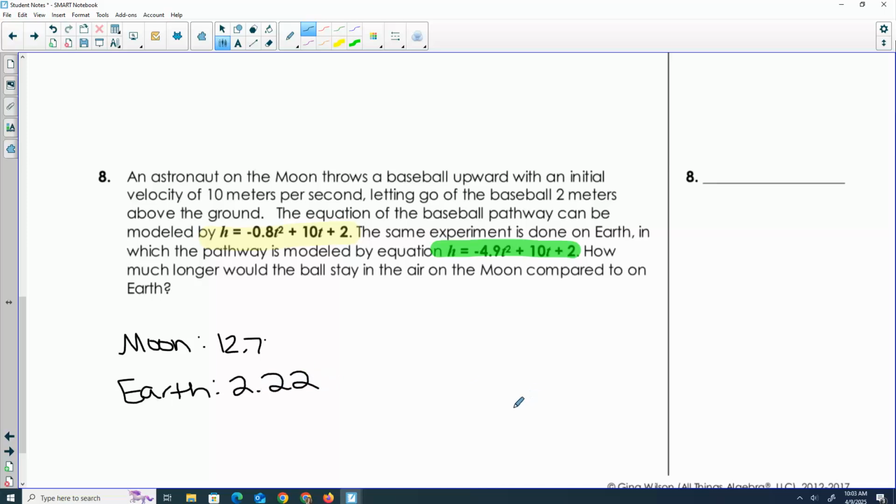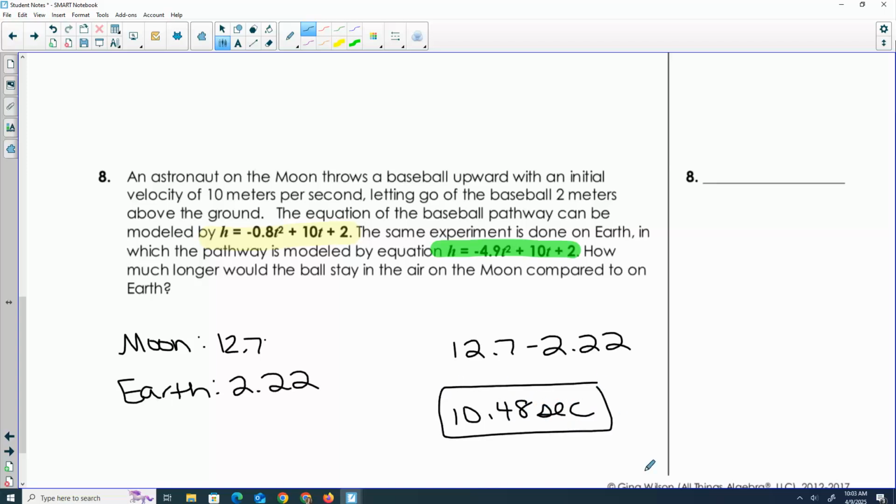So if I want to know how much longer it took on the moon, what would I do with those numbers? And what did we get? 10.48 seconds. So you might be asked to compare a couple different graphs, but we're really just looking for the same thing on those. Do you have any questions?